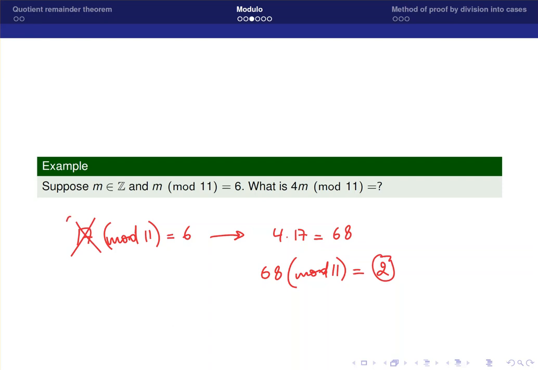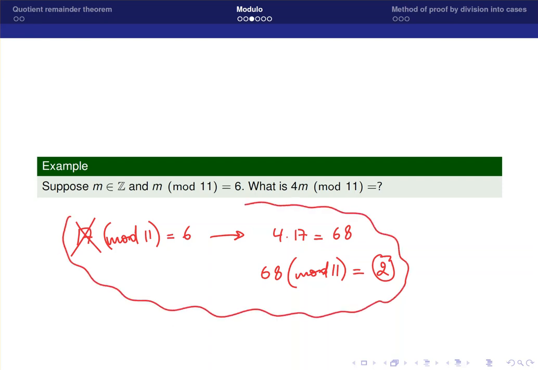Now what I just did over here is not a proof. This is just a quick reasoning that I do on scratch paper to get an idea what the answer is supposed to be like. But this would not be a proof. This is only going to work for 17, but does it work for something else? Well, pause the video for a minute and see how you can go about proving that the answer is always going to be 2 no matter what number we begin with, as long as the number divided by 11 has a remainder of 6.